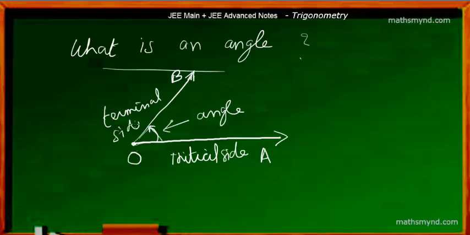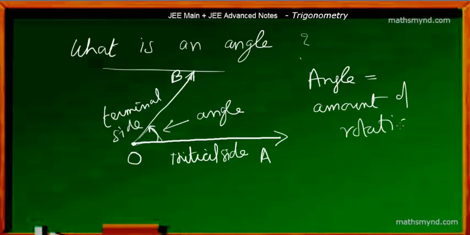So angle refers to the amount of rotation. So that's the meaning of it. Now the point which is denoted by O, that's the point of origin of the particular ray, and that's the point also through which the ray is rotating. That particular point is what is called the vertex.